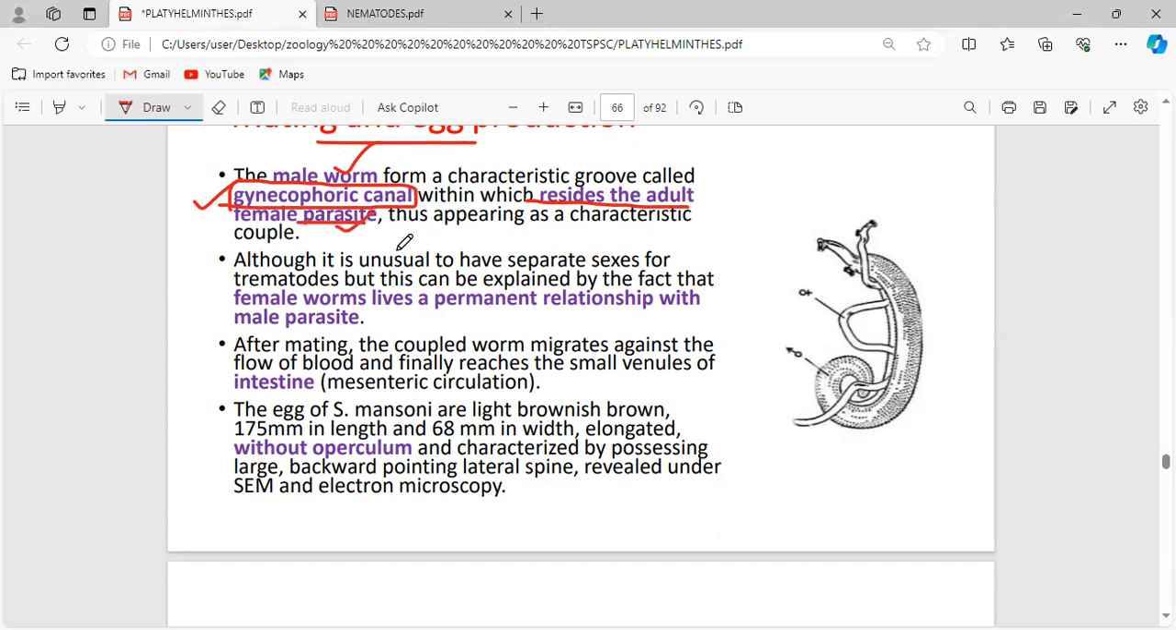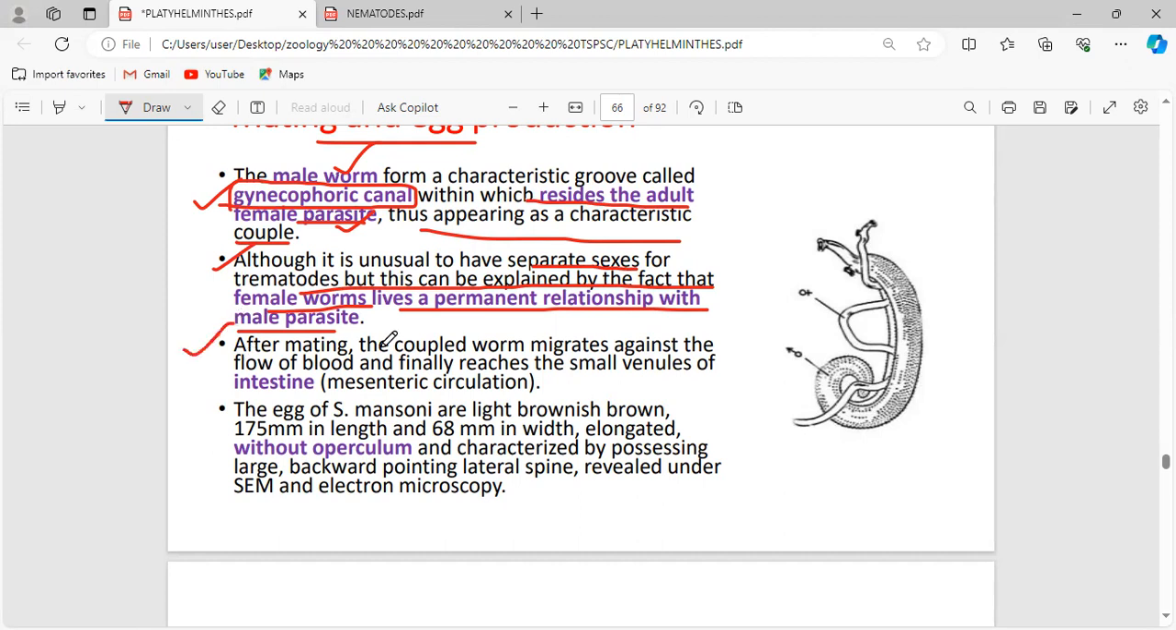This is how the female parasite is attached to the male, thus appearing as a characteristic couple. Although it is unusual to have separate sexes in trematodes, this can be explained by the fact that female worms live in a permanent relationship with the males. As I said before, both are different individuals. Their sexes are separate, but they are in permanent contact with each other throughout their life cycle.